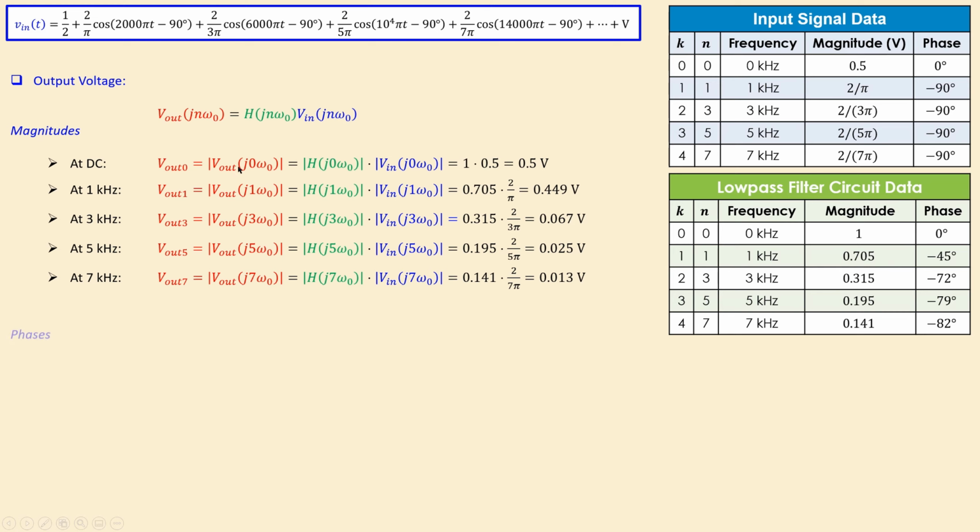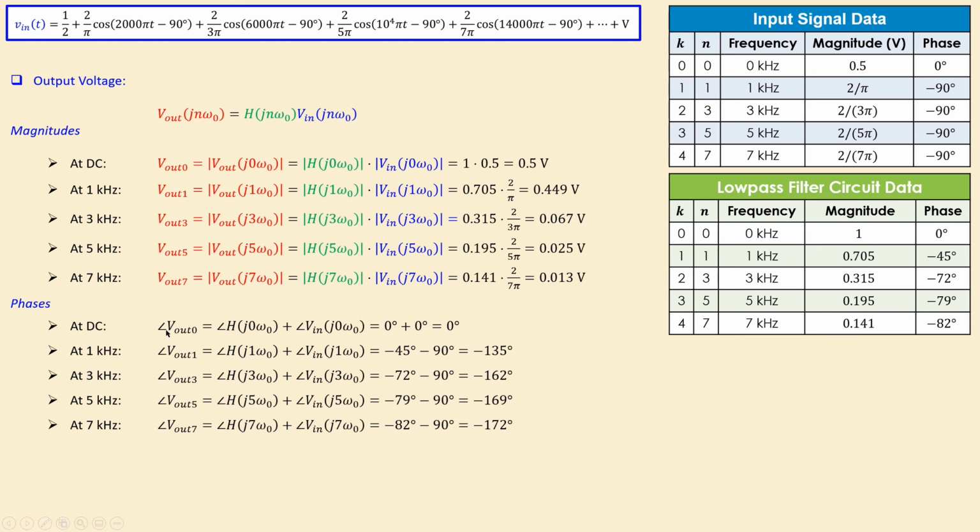For the phases, what you do is the following. In order to calculate the phase of the output voltage, you need to calculate the phase of the low-pass filter and also the phase of the input voltage, and you add the phases of these two together. So that's actually the following. At DC, the phase of your output, given by the phase of the output at 0, which means DC, is the phase contribution of the low-pass filter at that frequency plus the phase contribution of the input voltage at that frequency.